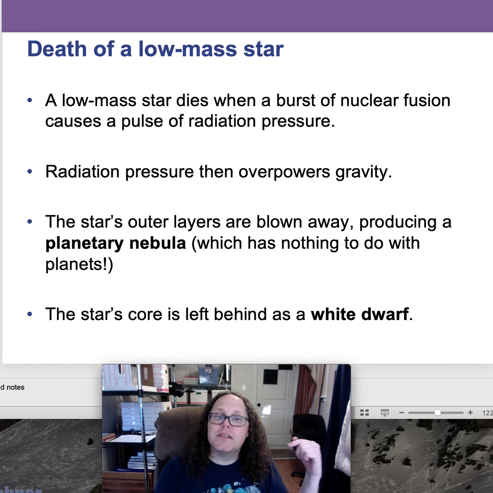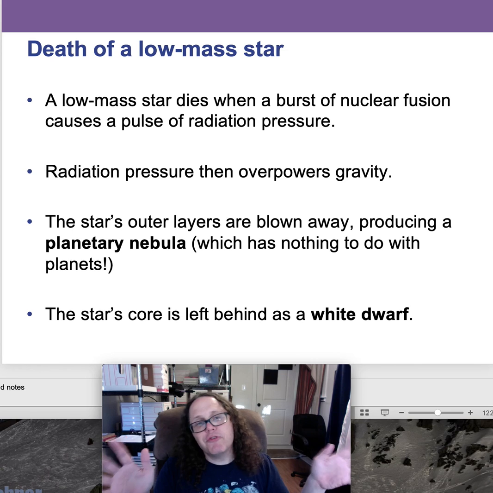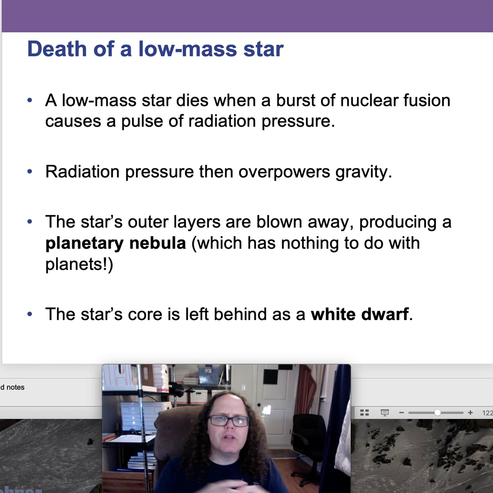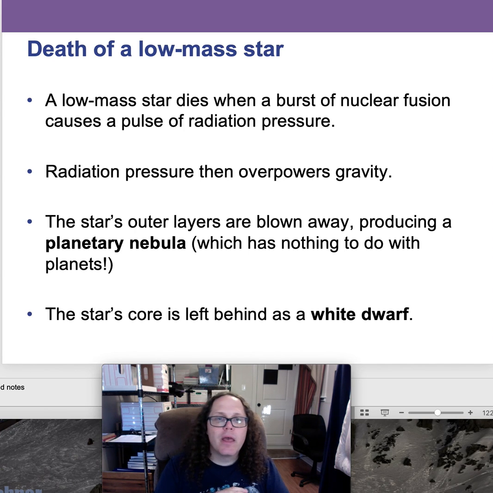Instead, when the sun is a double shell fusion red giant, its core will get hot enough to produce one or a few rapid bursts of nuclear fusion that push the outer layers of the sun out into space to form a planetary nebula, which has nothing to do with planets, sorry. The core then will be left behind as a dense ball of carbon and oxygen called a white dwarf.